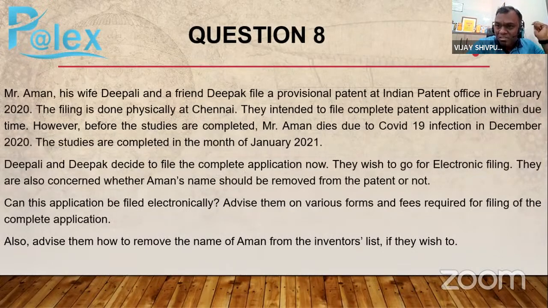Last question. Aman, Dipali, Deepak, file a provisional. Aman dies due to COVID-19 infection, and there is a scenario wherein we have to, how are you going to resolve this particular question actually?